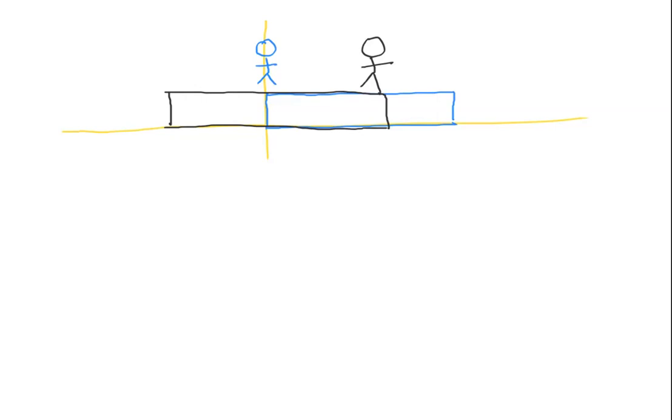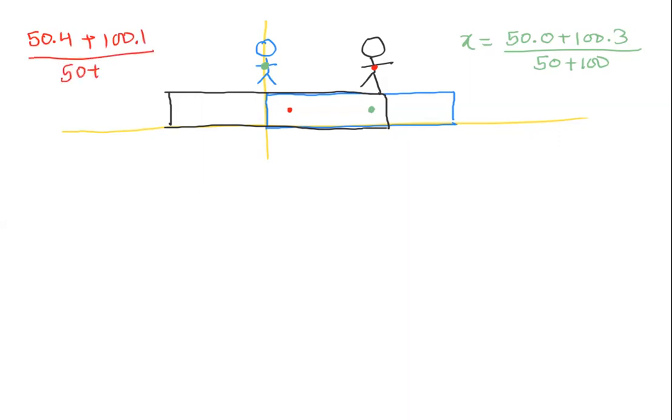And you can calculate very easily. So for the blue position, the man is here and the boat is here. So the x coordinate of center of mass is given by 50 into 0 plus 100 into 3 divided by 50 plus 100. And for the black position, this is the center of mass of the boat. This is the center of mass of the person. So we have 50 into 4 plus 100 into 1 divided by 50 plus 100. Look, we only need to look at the numerator, the denominator is the same. The numerator came out the same, right?